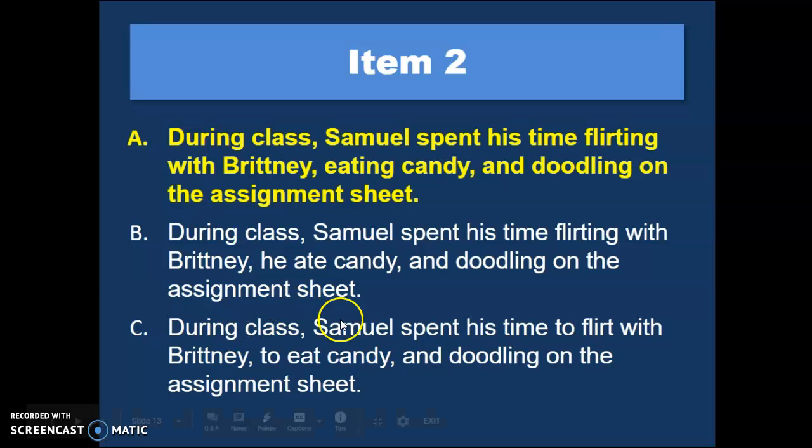The answer is A. Everything in this series starts with an ing verb: flirting with Brittany, eating candy, and doodling on the assignment sheet. These other two don't have everything start with an ing verb. Like this starts with flirting, but then this starts with he ate.